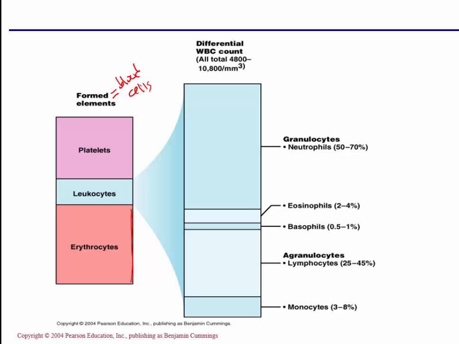But if we expand the leukocytes to look more closely, we can see that there are many different types of leukocytes. The most prevalent leukocyte is the neutrophil, which makes up about 50 to 70% of all white blood cells. This is followed by lymphocytes, which make up 25 to 45%, then monocytes, eosinophils, and basophils. One phrase that can help you remember which type of white blood cell is the most common, and then the next most common, and the last, is never let monkeys eat bananas.